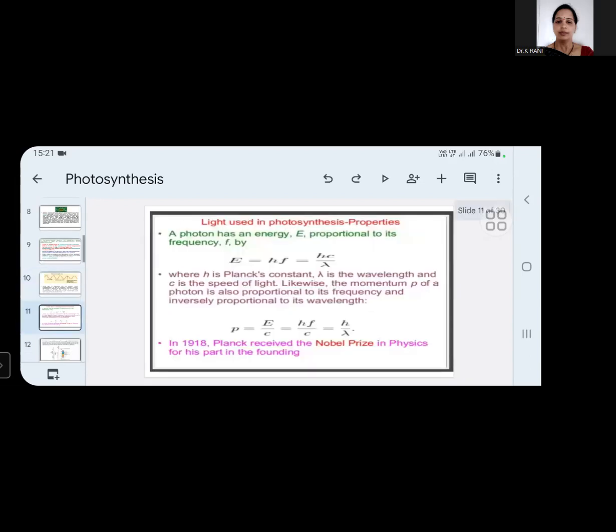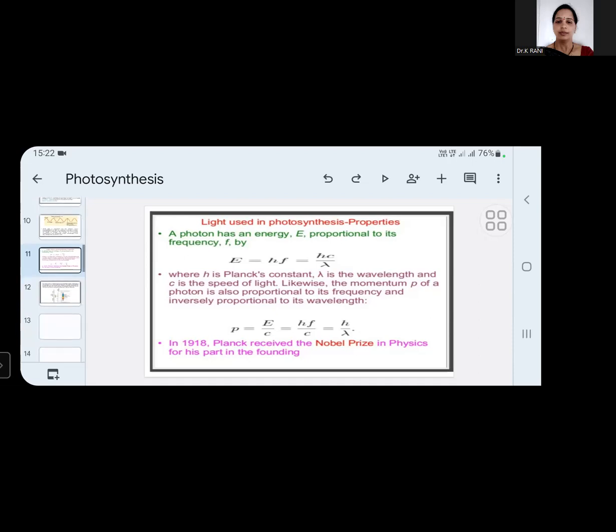Now the properties of the light used in photosynthesis. You know that we observe light in the form of quanta or photons. A photon has an energy proportional to its frequency, in the equation E = hf = hc/lambda, where h is Planck's constant, lambda is the wavelength, and c is the speed of light. Likewise, the momentum p of a photon is also proportional to its frequency, and inversely proportional to its wavelength. In 1918, Planck received the Nobel Prize in physics for his part in founding this, the electromagnetic spectrum and visible spectrum.